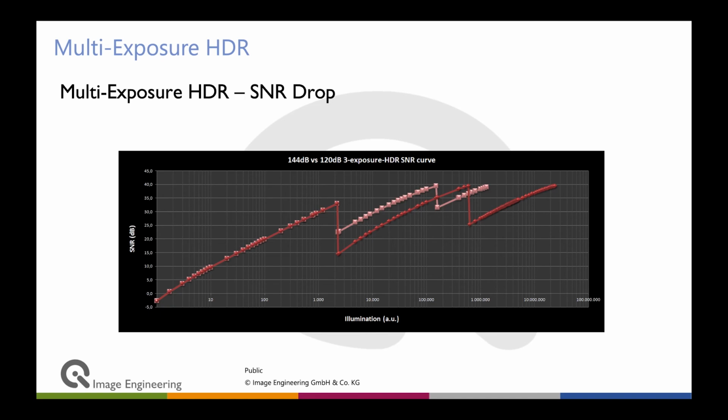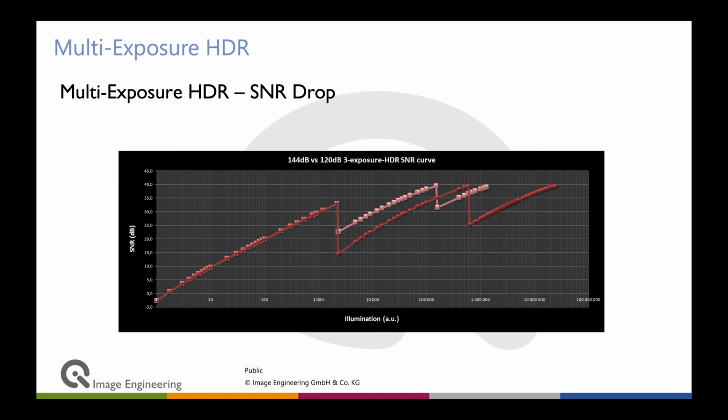What is the problem here? In automotive, very often you have multi-exposure HDR. So basically you combine multiple exposures into a single image, and for this image you then want to define the dynamic range. What you see here is two different configurations of the same sensor with different dynamic range configurations. One gives you 120 dB dynamic range, the other one gives you 144 dB dynamic range.